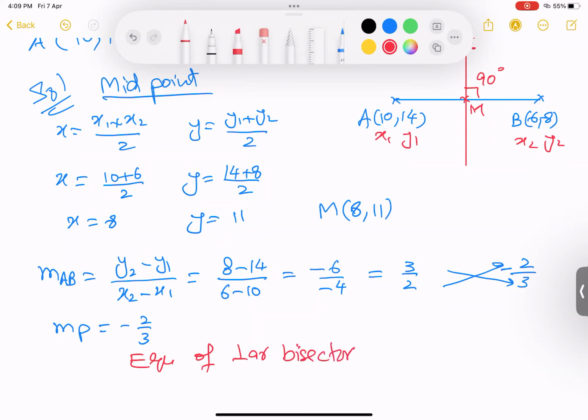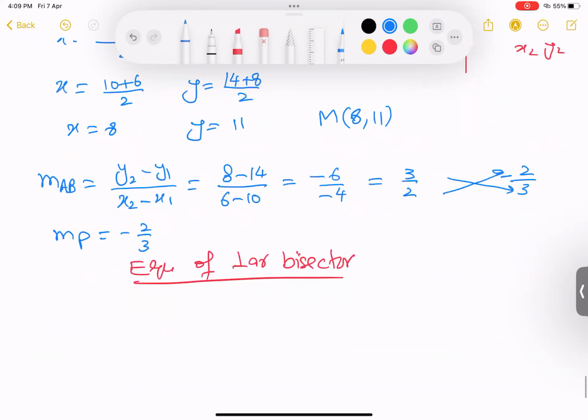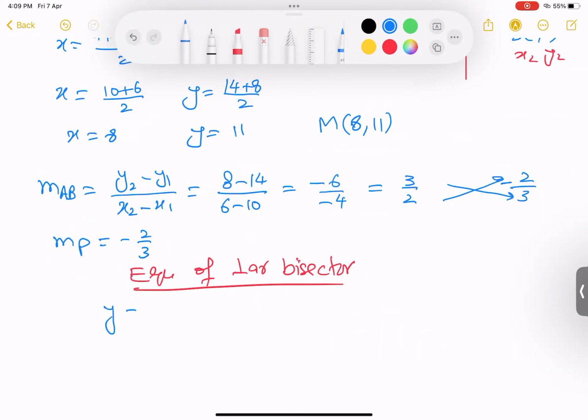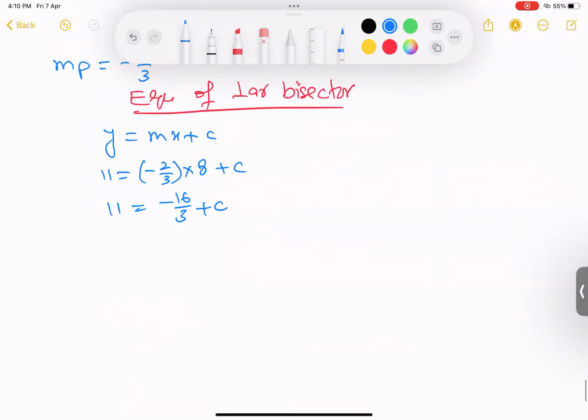And what is the method? You must use this M and this gradient. Y equal to mx plus c, and y is 11, m is negative 2 by 3, and x value is 8. So 11 equal to minus 16 by 3 plus c. Some students multiply this 3 directly with that. Impossible. You have to bring the whole fraction to the left hand side. And now you can type in the calculator, or out of 33, 16 gone, 17 over 3.